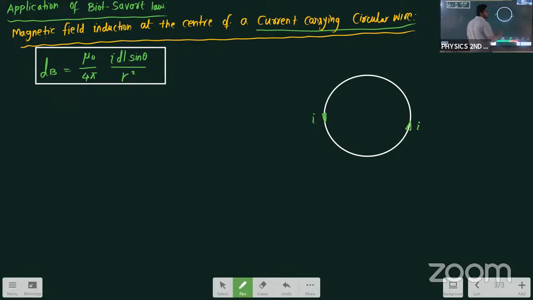It will be outside. In order to represent the magnetic field inside, which symbol will we be using? We'll be using the cross symbol. This is nothing but the magnetic field is inside. In order to represent the magnetic field outside, which symbol will we be using? We'll be using a dot. This is the magnetic field outside. It represents the magnetic field coming outside.